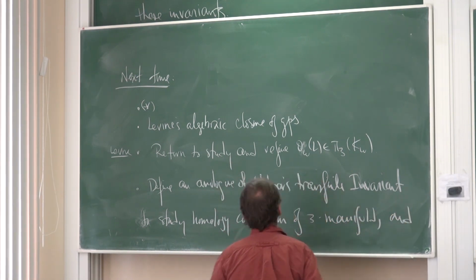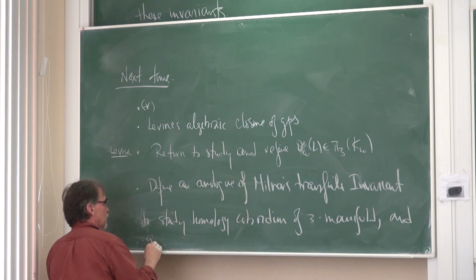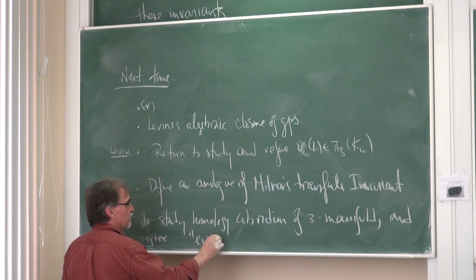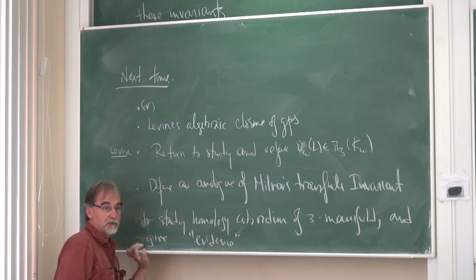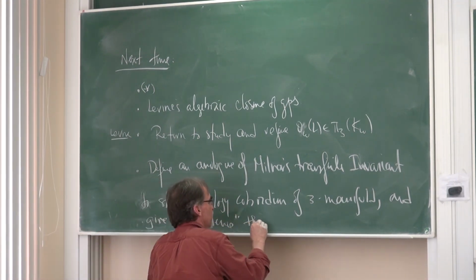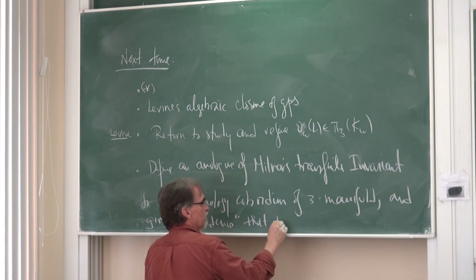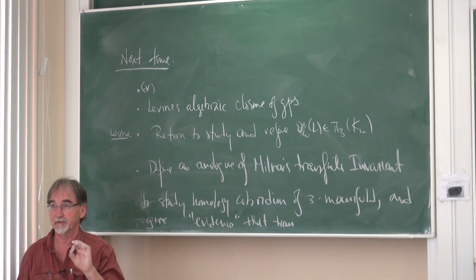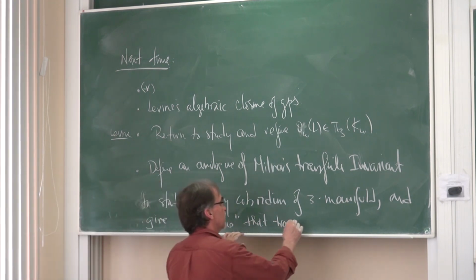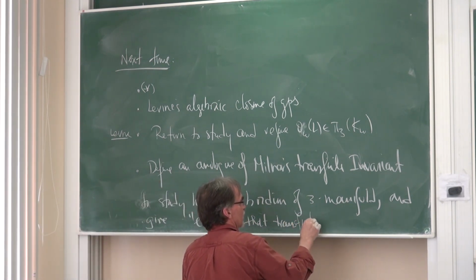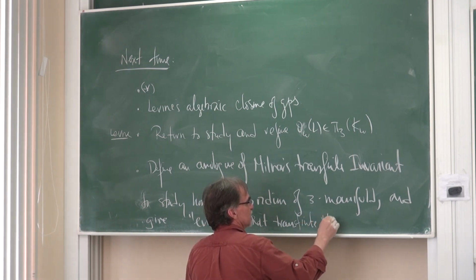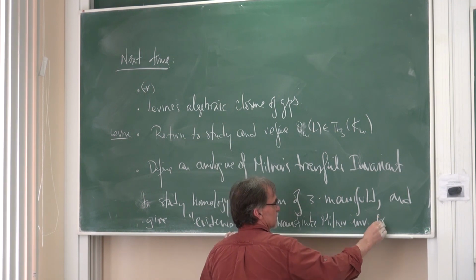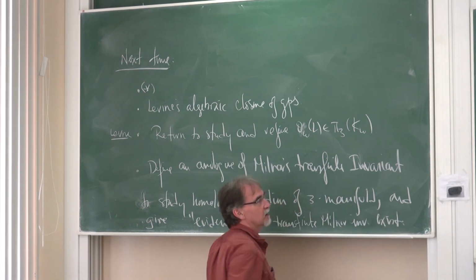And give evidence. Who knows what evidence means? I think it's evidence. Maybe others won't be convinced. Evidence that Roman and I have really made significant progress towards finding transfinite Milnor invariants. The transfinite Milnor invariants exist.